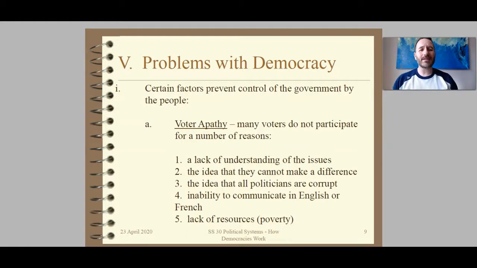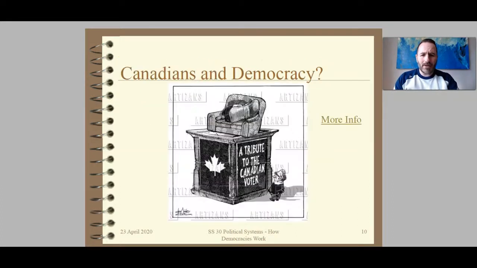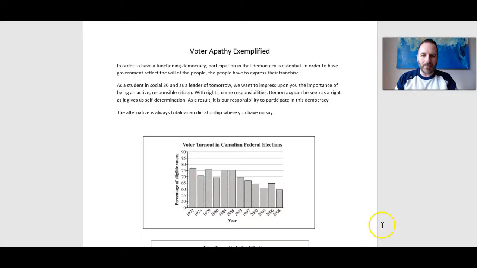But guys, I want you to consider that when the time comes for you to vote, whether it is municipal, provincial, or federal, I want you to do it. People have bled and died for your right to cast a ballot, to have some say in our government. Now, on the next slide, it is a little political cartoon about a tribute to the Canadian voter. And I just want to actually bring up a different sheet here. Let me just pop that on here.